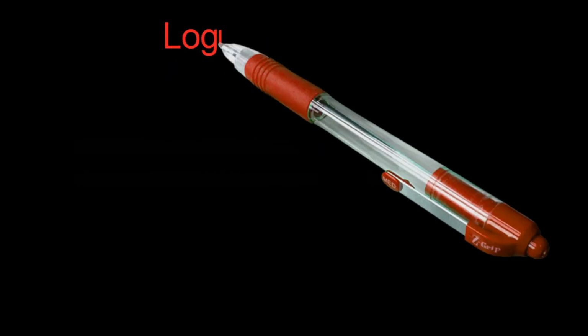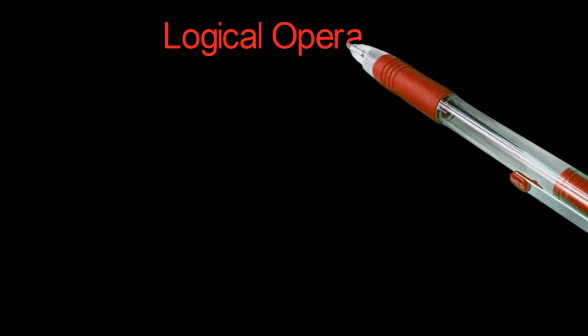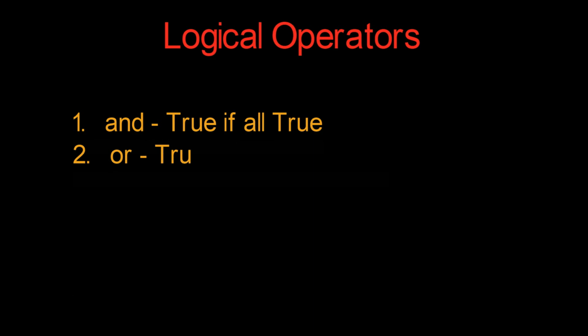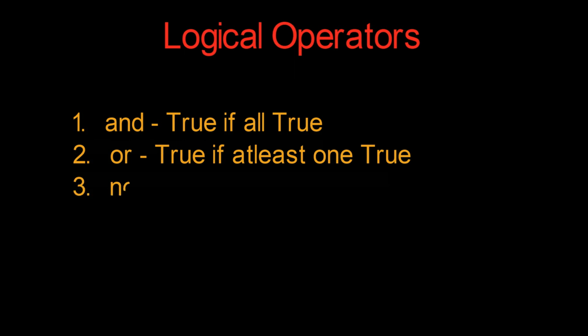Alright, so now let's move towards the logical operators, which are first, and. It gives the result true if all the statements are true. Second, or. It gives the value true if at least one statement is true. Third, not. It gives the value true if the result of the statement is false. We'll also see their implementation in just a moment.